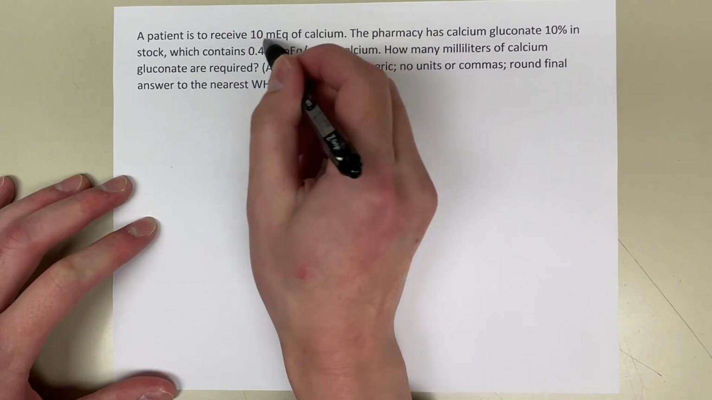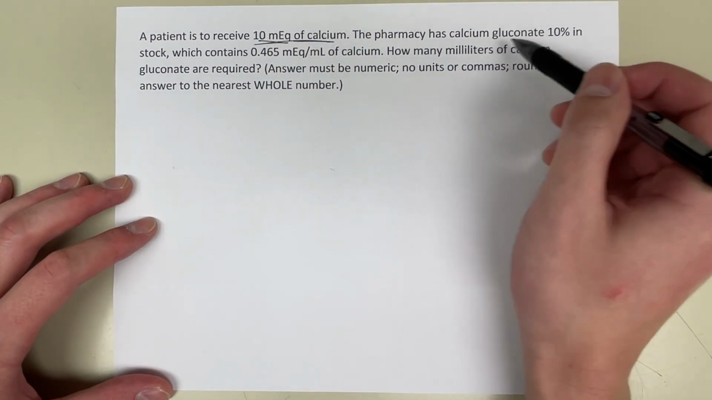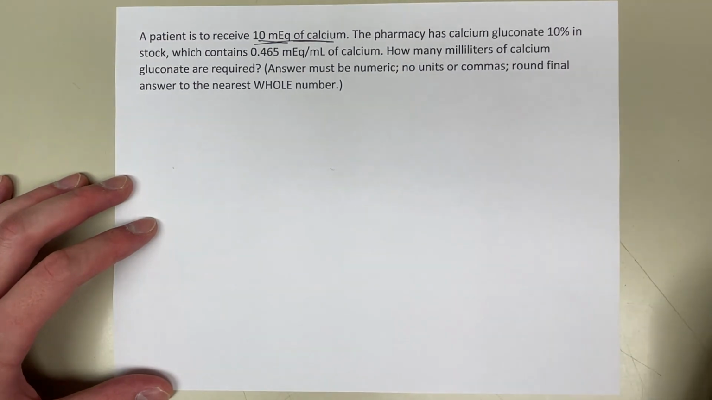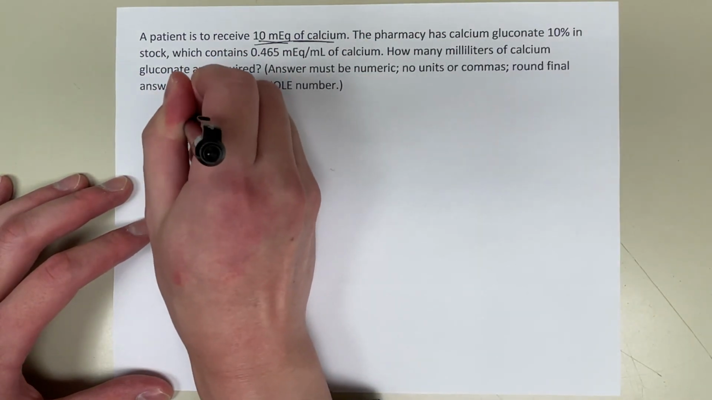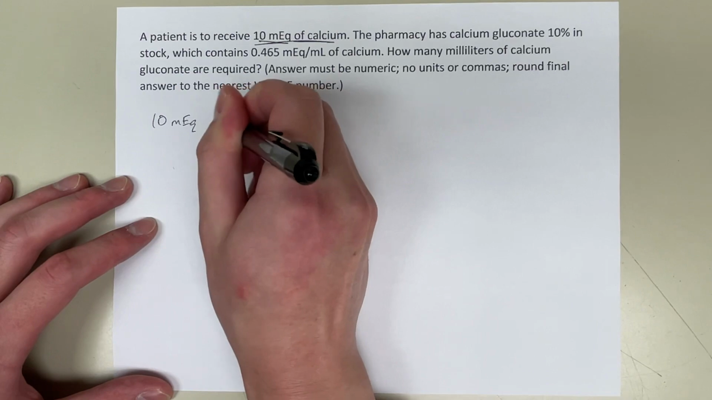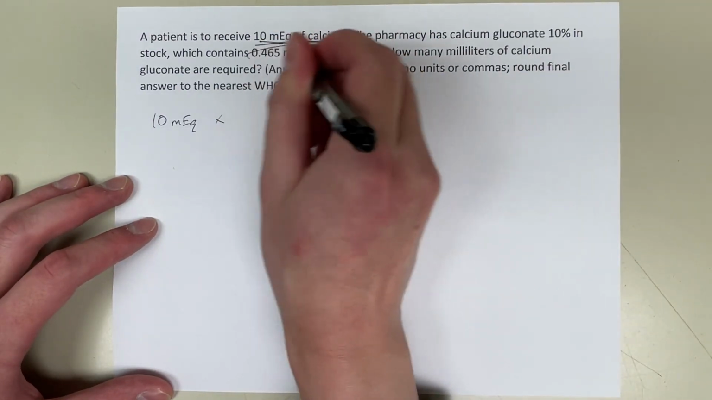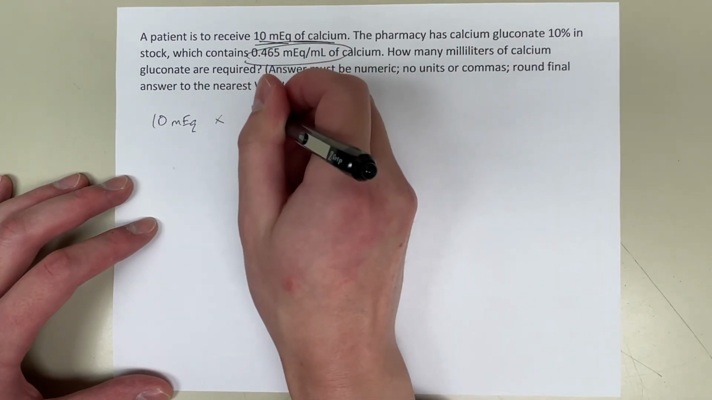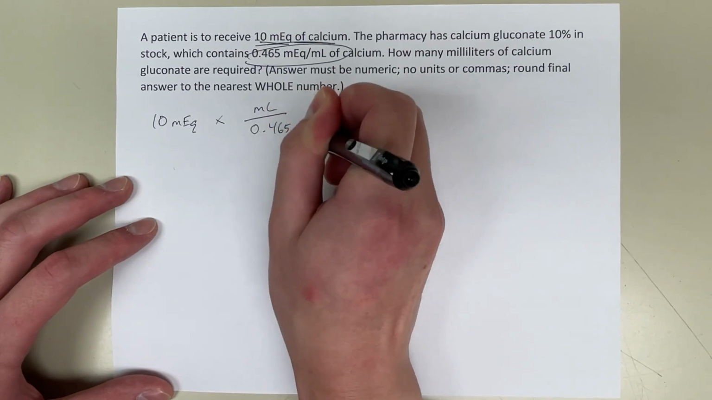So they want 10 milliequivalents of calcium, and we're basically converting that to calcium gluconate, which isn't a 1-to-1 ratio. So first we're going to start off with 10 milliequivalents, and then we're trying to convert it to milliliters of calcium gluconate. So we just use this conversion factor here. For every milliliter there's 0.465 milliequivalents.